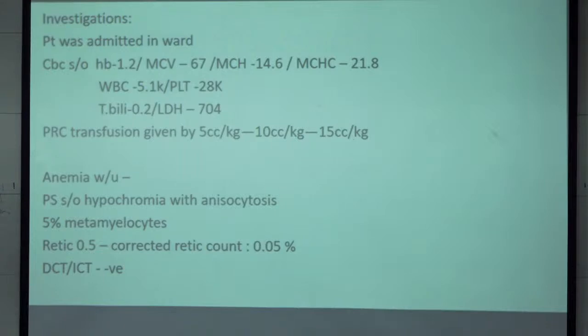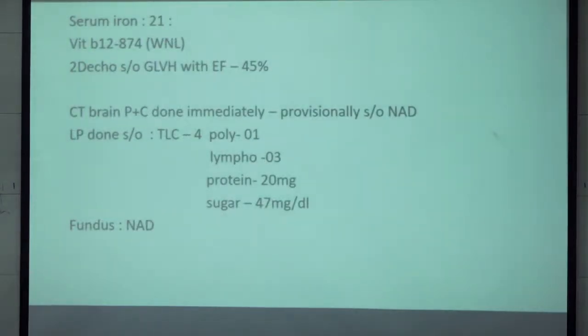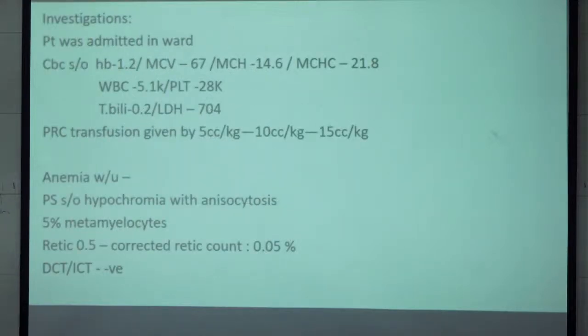In the anemia workup, PS is suggestive of hypochromia with anisocytosis, 5% metamyelocytes. Retic count is 0.5% and corrected retic count is 0.05%. DCT, ICT is negative. Stop. Go back. So what does this mean?